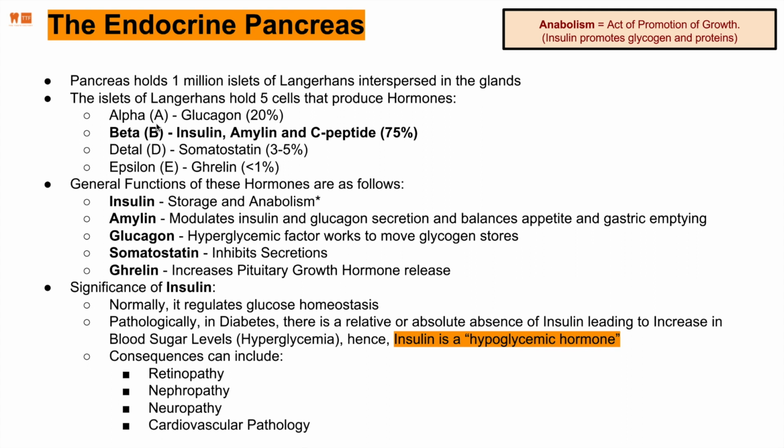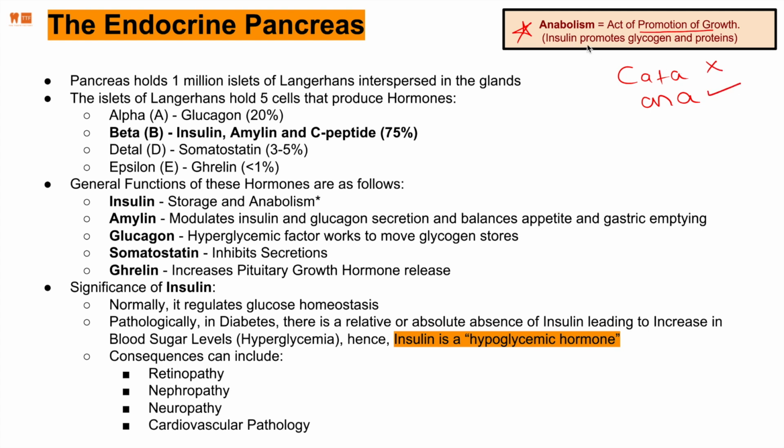Here we go. So the endocrine pancreas. Now the reason why it's called endocrine is because we're starting our endocrine series, and the pancreas releases hormones. And before we begin this introduction summary, I want to bring your attention to anabolism. Anabolism is an act of promotion of growth. So there's two, right? There's catabolism and then there's anabolism. Kata is to break down, ana is to increase.